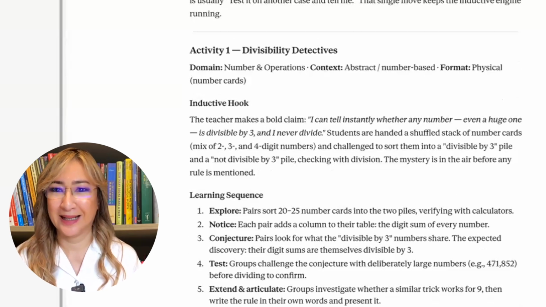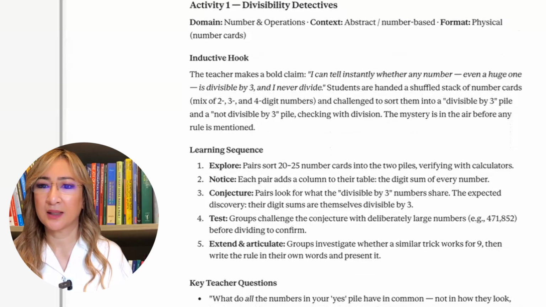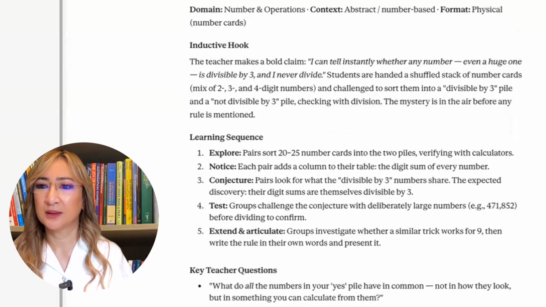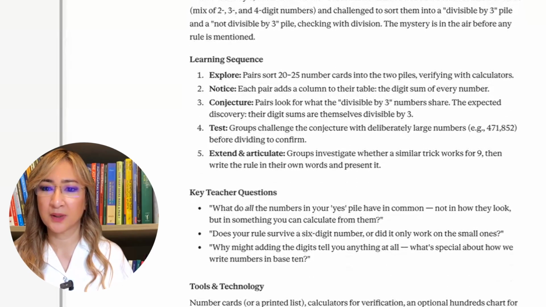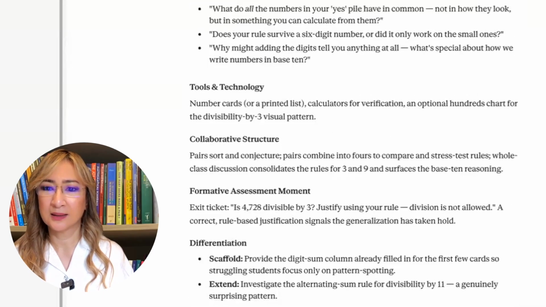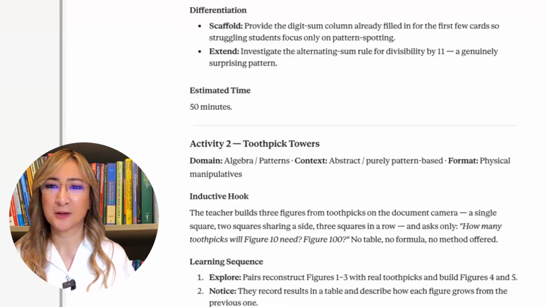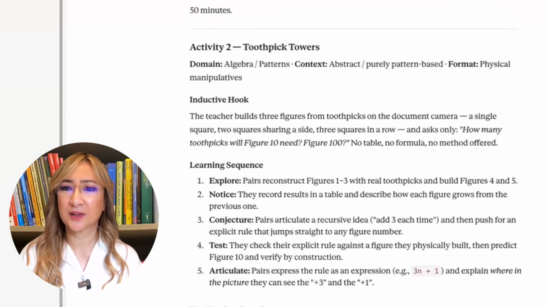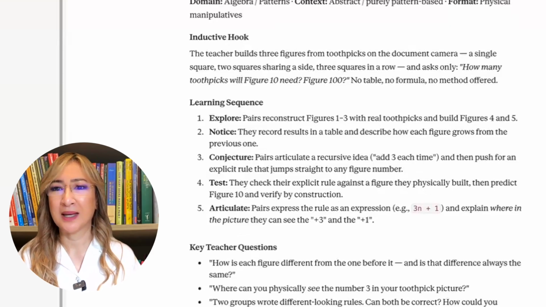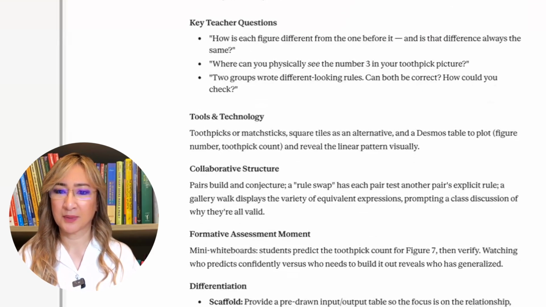Divisibility detectives. We're sorting 20 to 25 cards into piles, verifying with calculators. Each pair as a column. Okay, so you're working out the divisibility rules, I suppose. Yeah, okay. All right, fair enough. Okay, toothpick towers. All right, so they're not using matchsticks anymore. So this is similar to the growing matchstick activity, but I like it. So maybe, yeah, I'm going to use this.